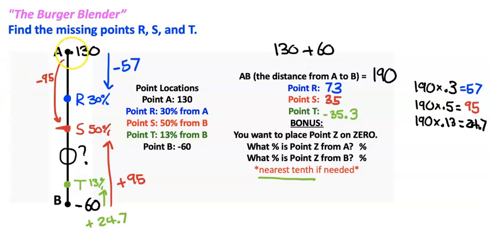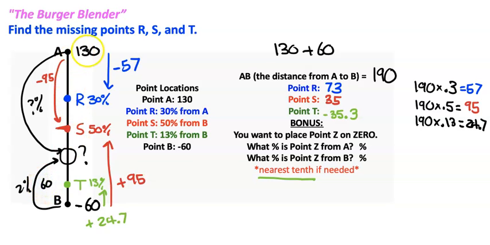This question is asking, how far is it from A all the way to 0? It's asking the percentage. How far of a percent jump is that? And the same thing from B. How far of a percent jump is that? Well, don't think too hard, students. Negative 60 to 0 is a distance of 60. 130 to 0 is a distance of 130. Okay, so all you do here is kind of an easy question. 130 is 130 away from 0, but 130 out of 190 is going to give you that percentage. So how far is point Z from A? It's 130 of the 190.